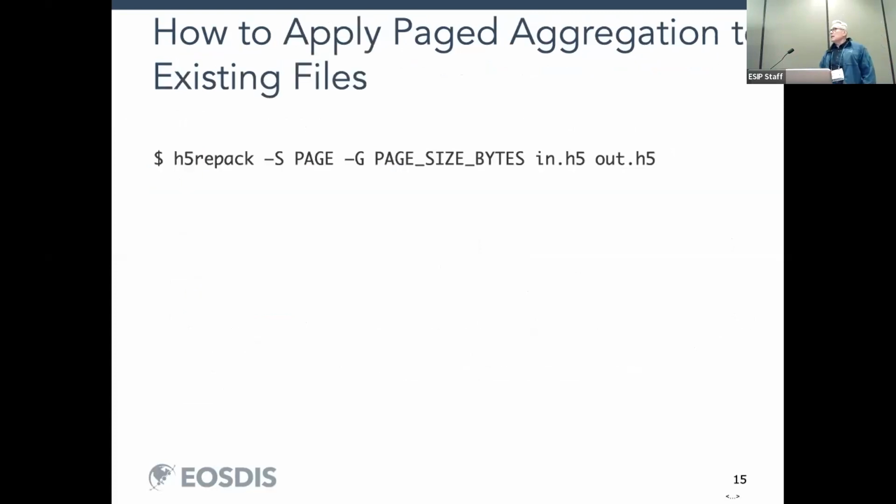How to do it if you already have a file. This is the command line. h5repack is part of the command line tools that come with the HDF5 library. You say -S PAGE, which means use the file space strategy that I just mentioned, and then -G, and then you give the byte size. Usually you could put here 8 MB or 16 MB or something like that, whatever you want. Then you have the input and output file, and h5repack will generate a new file with these settings.